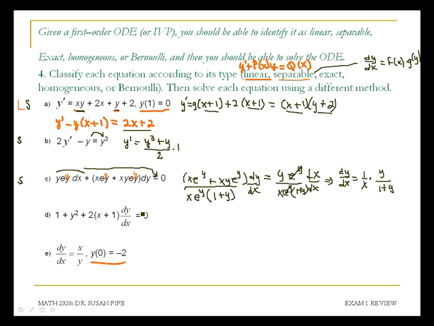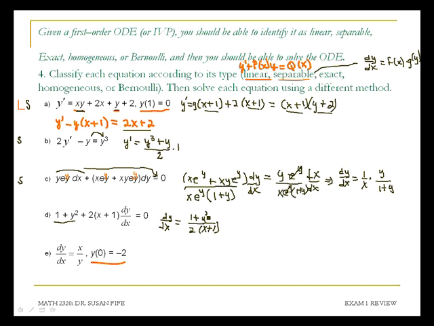On D, if I move all my terms over to one side and solve for dy/dx, I'm going to bring these two terms over, 1 plus y squared, and then divide by the coefficient of dy/dx, 2x plus 1.